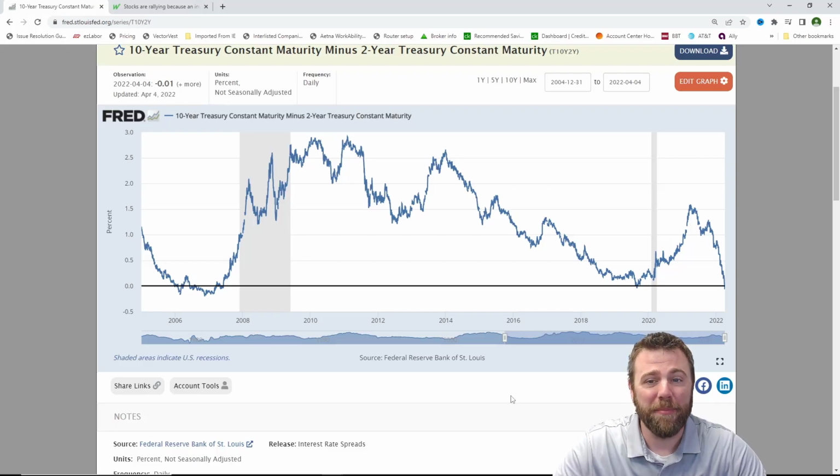All right, welcome back everybody. So to start today off, I want to take a look at the official Fed data and talk about what the yield curve inversion is.